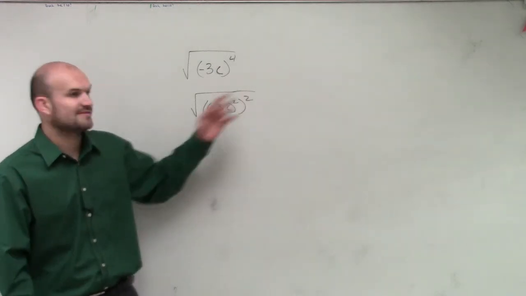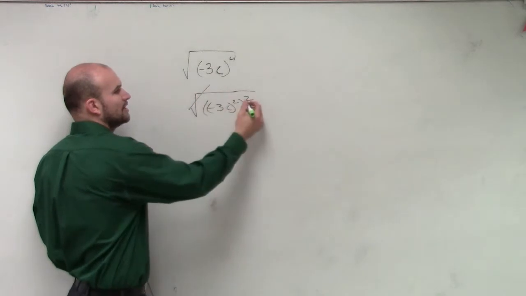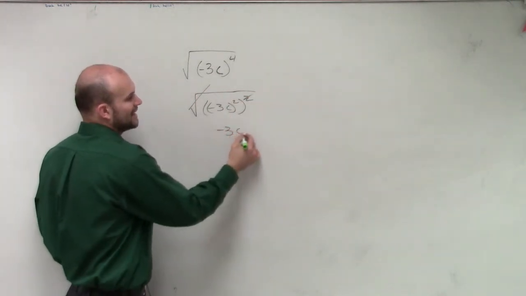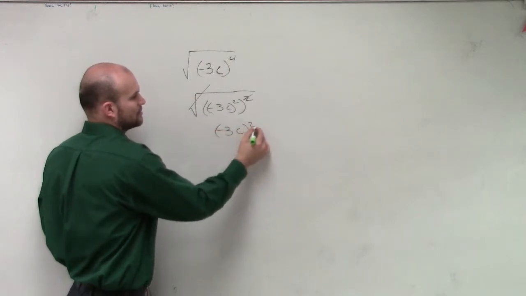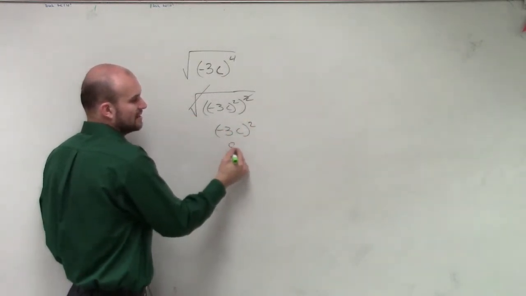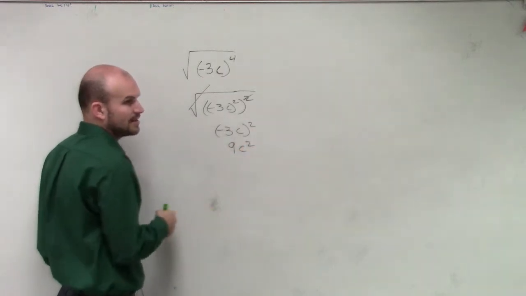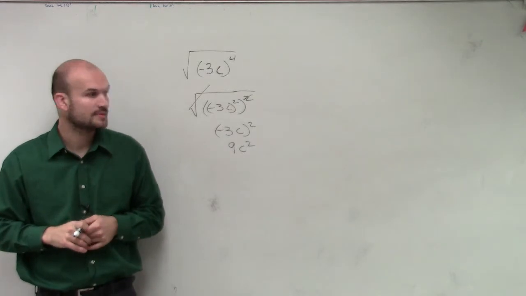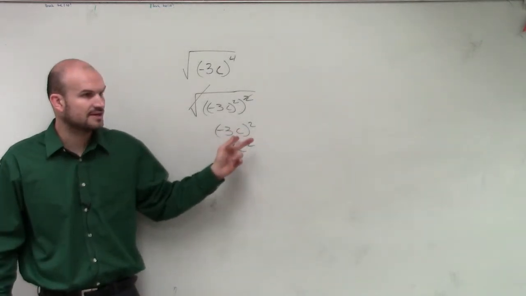Well, then we know that our square root and our squaring are going to undo each other. That just leaves me with -3c squared, which of course I could evaluate. -3c times -3c is going to give me a positive 9c squared. Why would you square it? Because -3c times -3c.